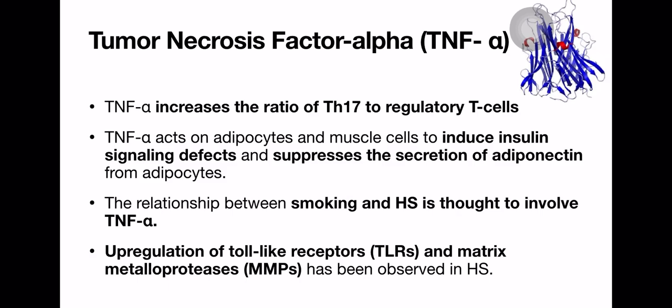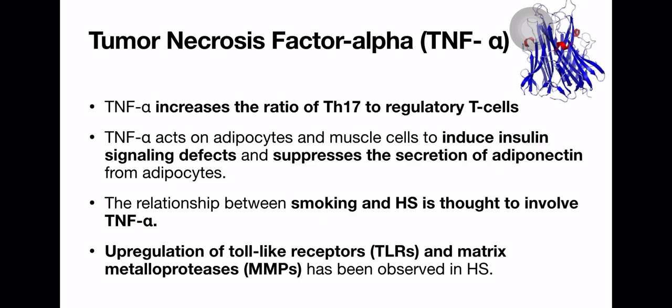First, it increases the ratio of the Th17 to regulatory T cells. This in turn results in increased production of Th17 cells, disease-relevant cytokines. Second, TNF-alpha acts on adipocytes and muscle cells to induce insulin signaling defects and suppresses the secretion of adiponectin from adipocytes.